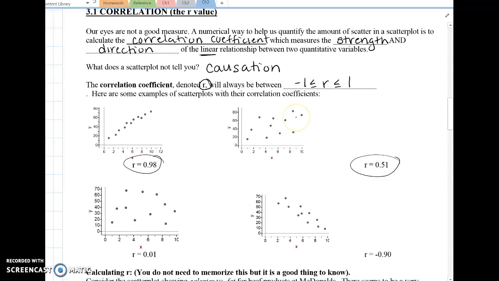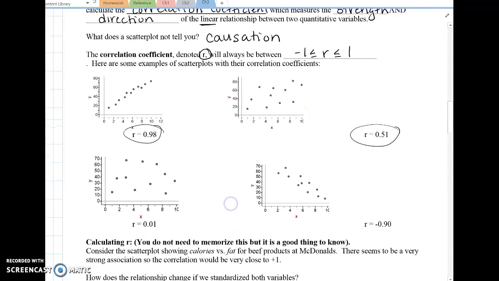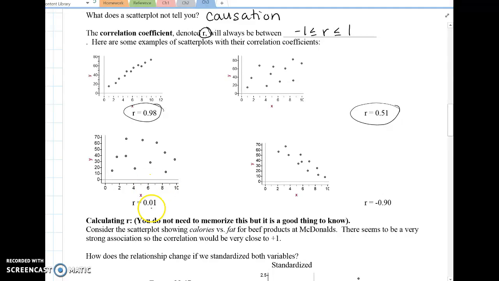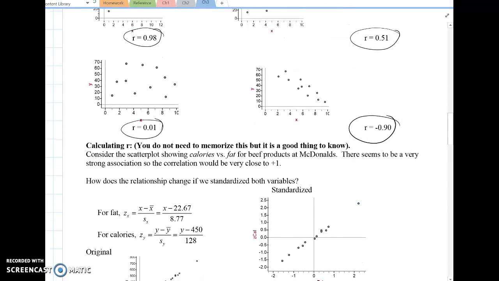It is going up, but they're not very close together in a line. This one really has no association at all, so you get your 0.01. And then you can also go in the negative direction with that negative slope, still pretty close to a line, pretty strong relationship. So there's not really any way for you to calculate r other than using your calculator, or to be given to you.